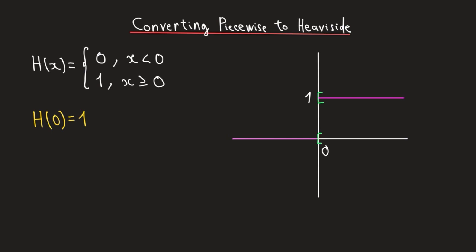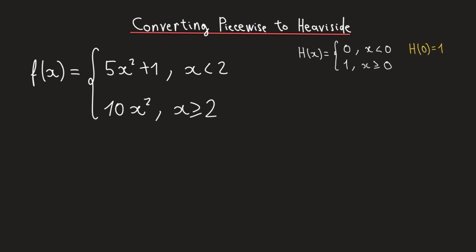Now, the Heaviside function is an important function in maths, and it is therefore important to know how to express other piecewise functions in terms of the Heaviside function. So I've written down this function over here, which is discontinuous at x equal to 2. And what I want to do is express this function in terms of our Heaviside function.